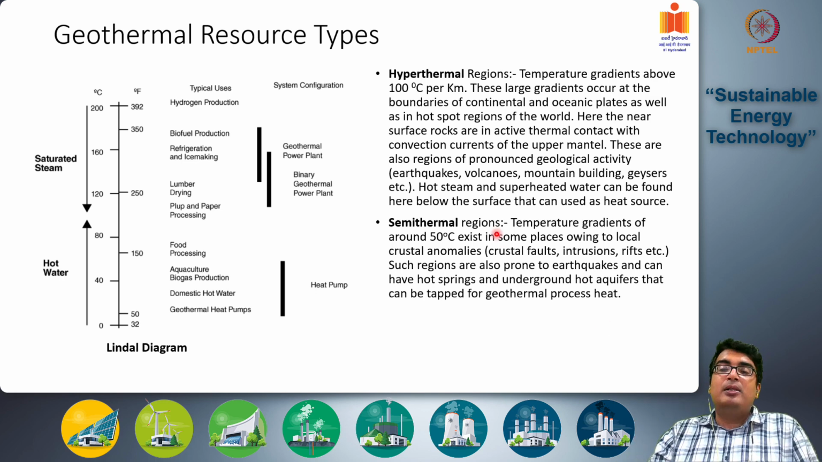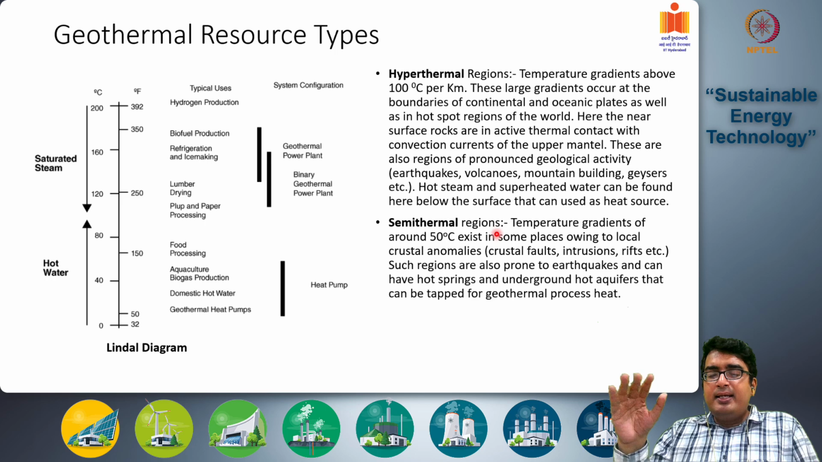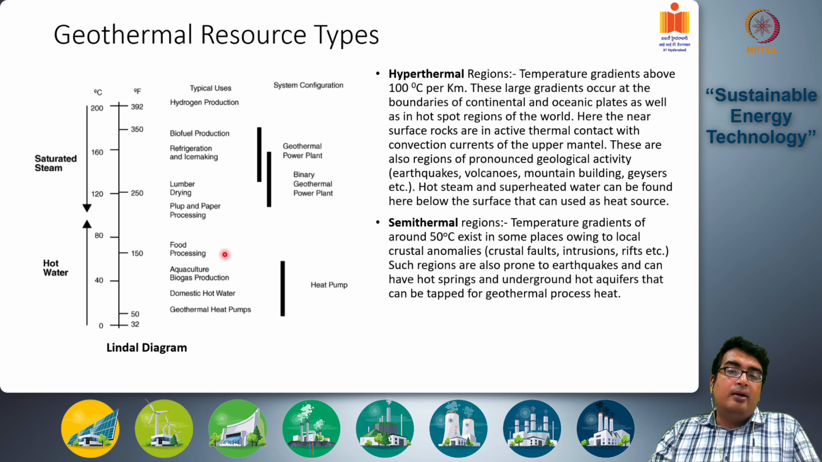Then you get semi-thermal regions where temperature gradients are lower and around 50 degrees centigrade. These are not actually places where crustal plates and continental plate boundaries exist. However, these places are where there are local crustal anomalies like crustal faults, intrusions, rifts, etc. And such regions are also prone to earthquakes and can have hot springs and underground hot aquifers at reasonably high temperature, which can be tapped for geothermal process heat. So these are primarily used as hot water sources. Here the temperatures are around 80 degrees centigrade to 40 degrees centigrade. Okay. So these are used for process heat applications.